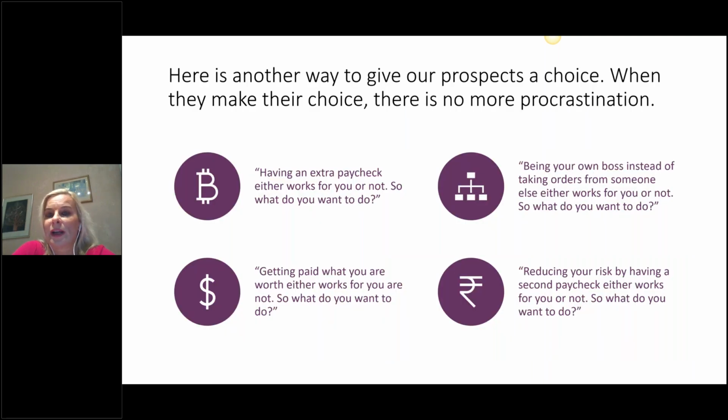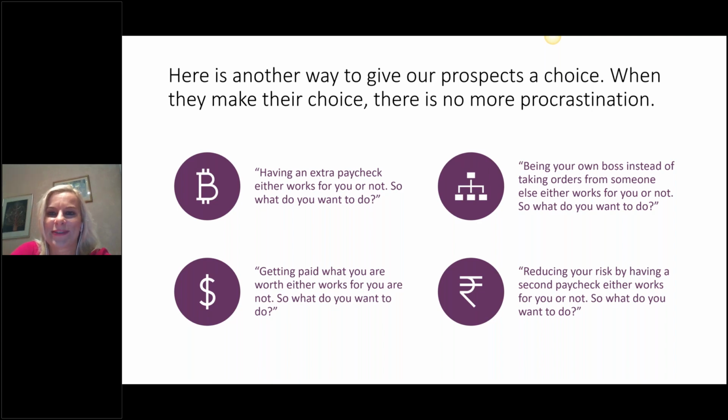Here's another way to give our prospect a choice. When they make their choice, of course, there is then no more procrastination happening. Having an extra paycheck either works for you or not. So what do you want to do? Yeah, sure, everybody wants to have an extra paycheck. Being your own boss instead of taking orders from someone else either works for you or not. So what do you want to do?